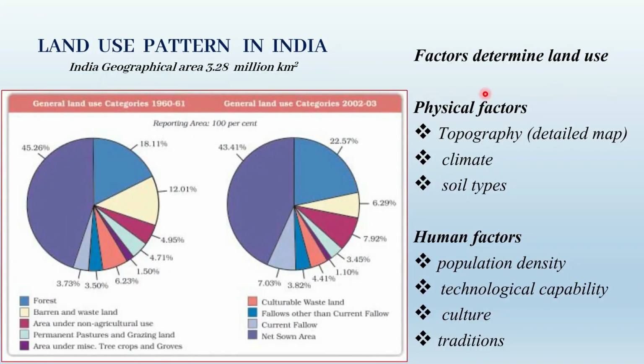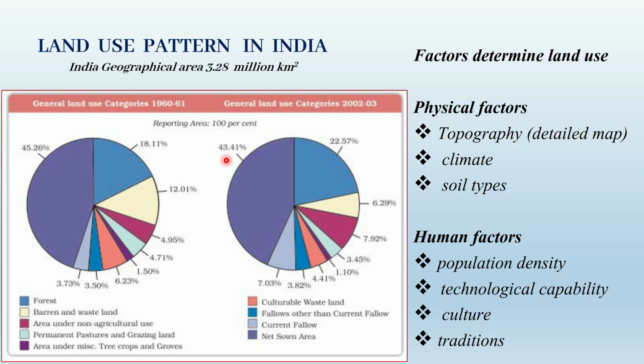The use of land is determined both by physical factors such as topography, climate, soil types as well as human factors such as population density, technological capability and culture and traditions. If you carefully look at the pie chart, net sown area decreases from 45% to 43%. The land under permanent pasture has also decreased. Most of the other than current fallow lands are either of poor quality or the cost of cultivation of such land is very high. It was considered essential for maintenance of the ecological balance.